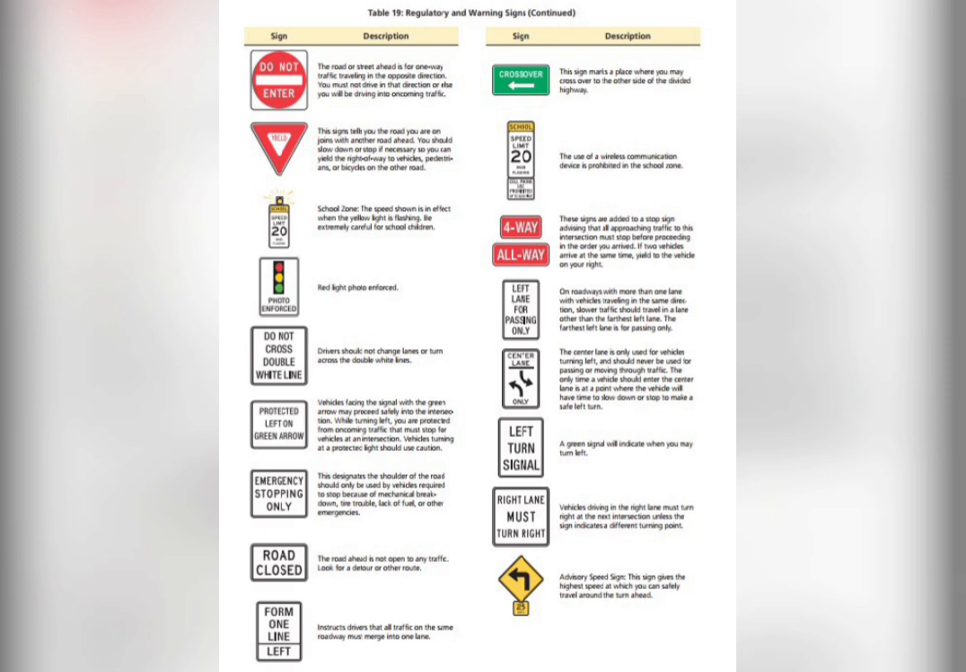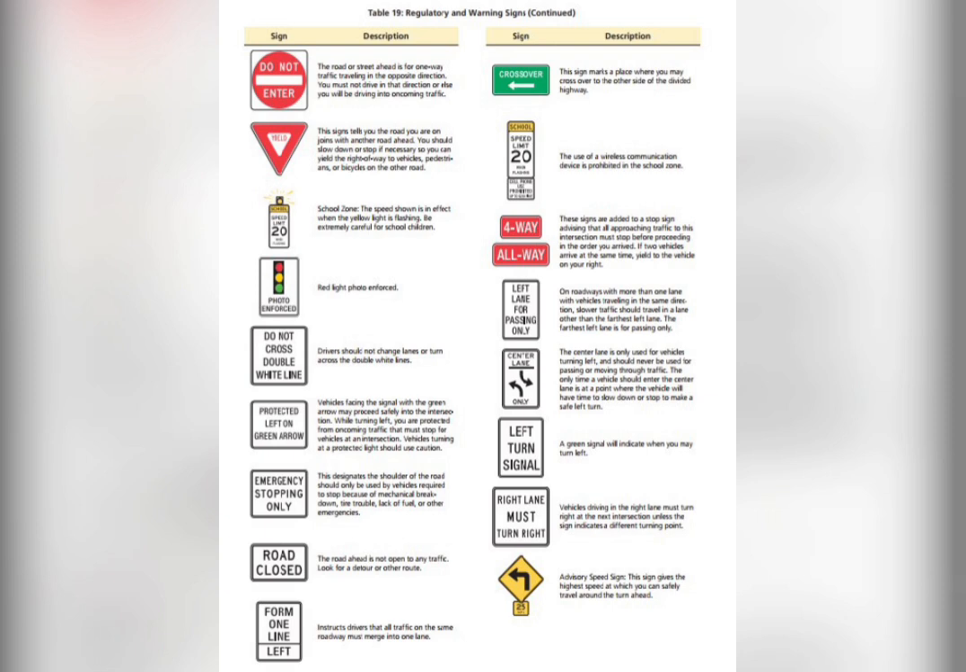Instructs drivers that all traffic on the same roadway must merge into one lane. Sign description. This sign marks a place where you may cross over to the other side of the divided highway. The use of a wireless communication device is prohibited in the school zone. These signs are added to a stop sign, advising that all approaching traffic to this intersection must stop before proceeding in the order you arrived.